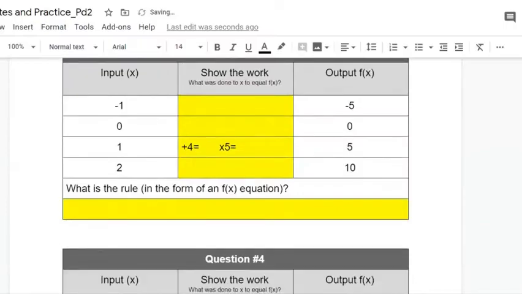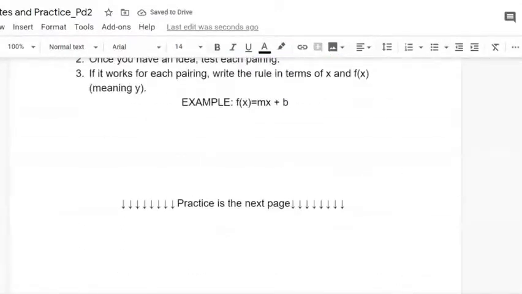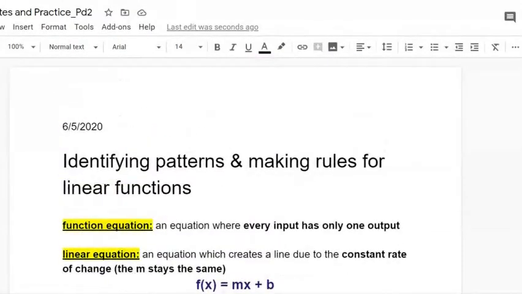Things to kind of clean up. We're just going to continue doing what we've been doing yesterday. There was some confusion, which means there's a great opportunity to have discussion. We're identifying patterns and making rules for linear equations. So I have to say, you guys are great at identifying patterns.